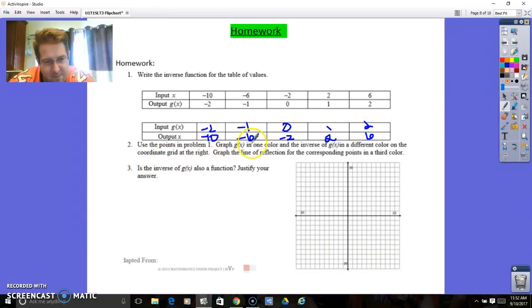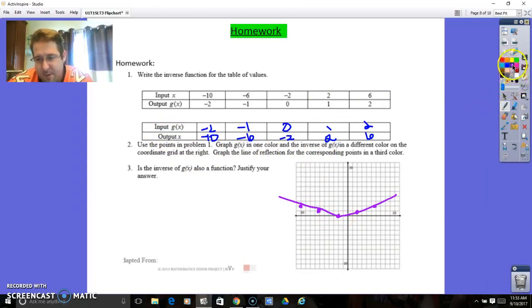Using the points of problem 1, graph g of x in one color and the inverse of g of x in a different color. All right, so here we go. Purple, so negative 10, 2. Negative 10, 2 would be there. Negative 6, 1. 1, 2, 3, 4, 5, 6. Negative 2, 0. 2, 1. And 6, 2. 1, 2, 3, 4, 5, 6. All right, so it looks like we have an absolute value function.